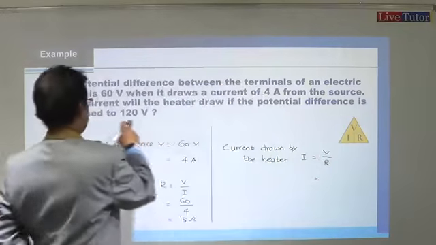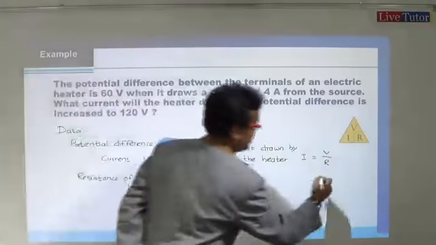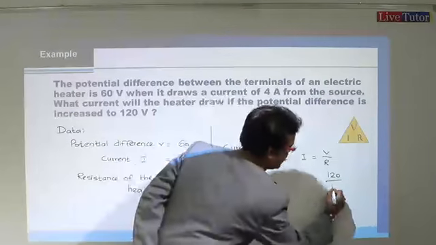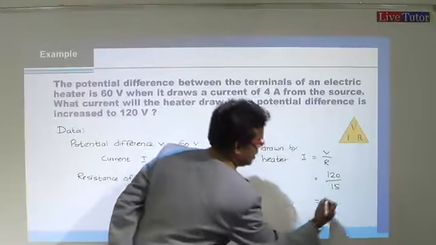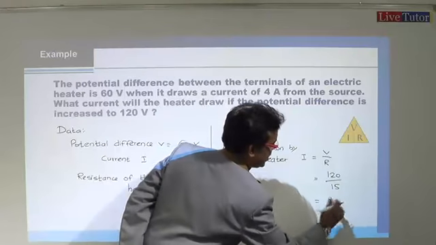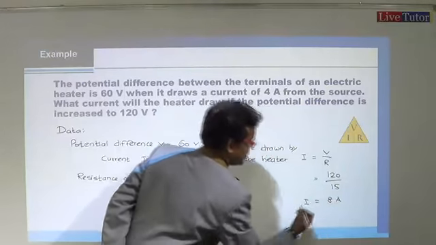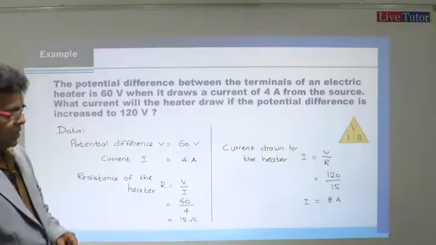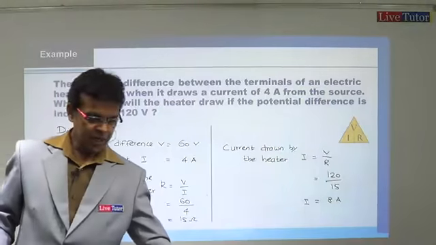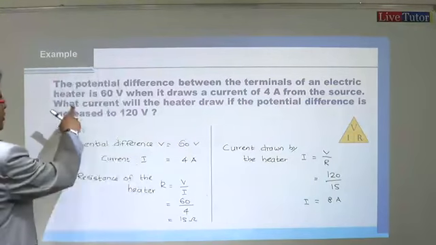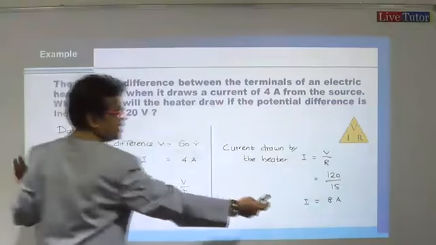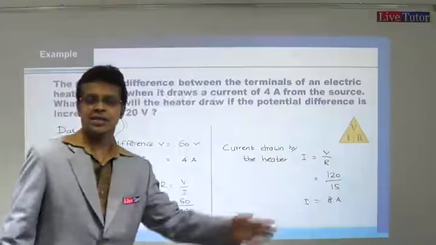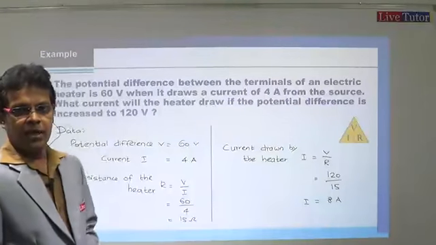So, V is given. Since it is 120 volts, so 120 by, already we have got the resistance as 15. So, write this as 15. So, 8 amperes. So, the current drawn by the heater is 8 ampere. So, this is how we will have to calculate the current. Okay. So, we have to complete the sentence. What current will the heater draw? So, the heater draws a current of 8 ampere. We will have to just add the sentence. Okay. Is that clear?